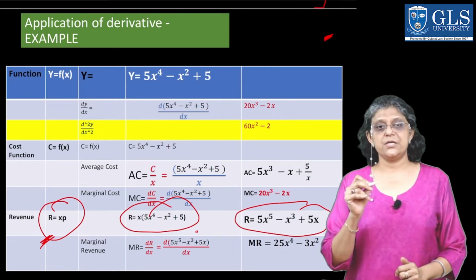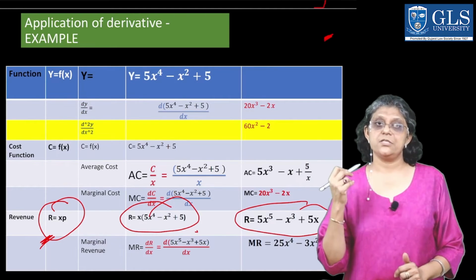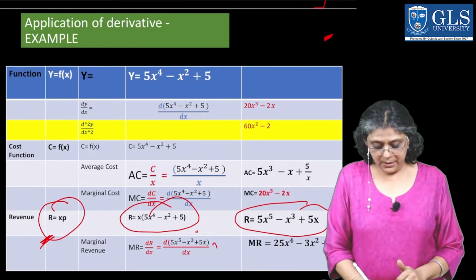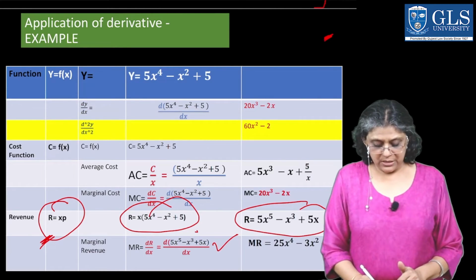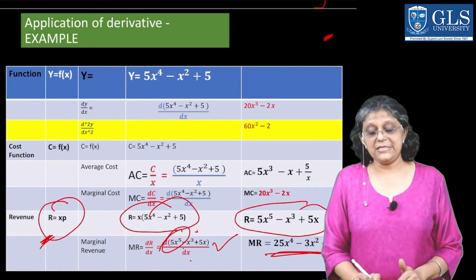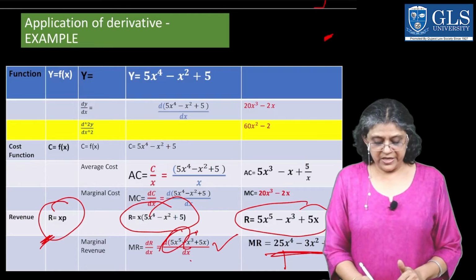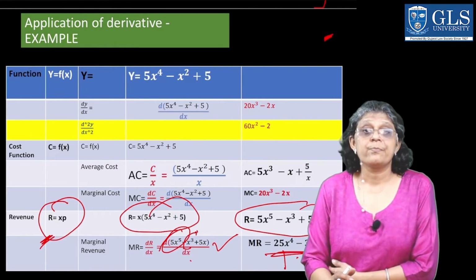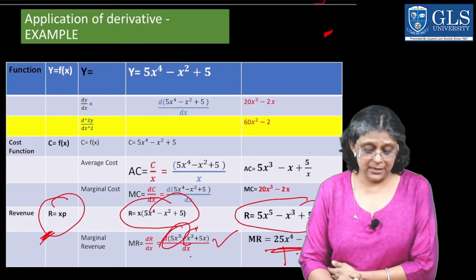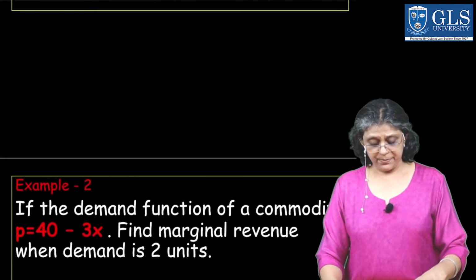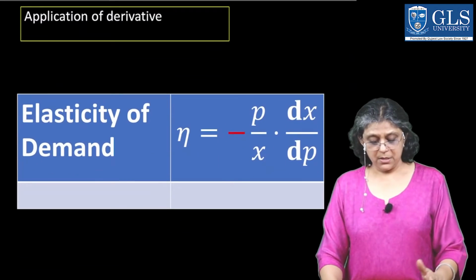Marginal revenue is the change in the revenue upon the change in x. So my value will be dR by dx. So when I take the derivative for marginal revenue, 5 into 5 is 25x raised to 4, then minus 3x square, and plus 5. So I think students, you are clear by now what you have to do. Moving ahead, we'll be doing these sums.